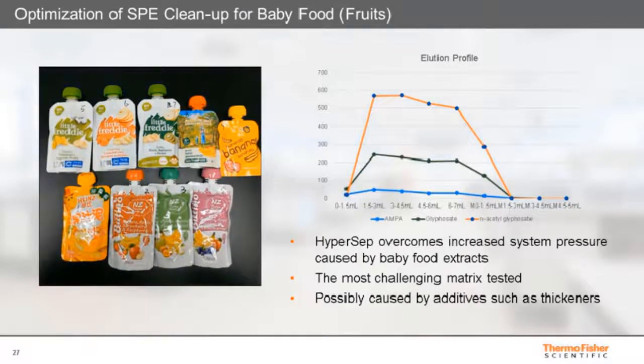And the reason was that Hypercept eliminated the increase in system pressure that occurred on injection of non-cleaned up or on-guard cleaned up extracts of baby foods. It has been suggested that this could be due to thickening agents used during the manufacture of baby foods. Also, on this slide, you can see the elution profile of AMPA, glyphosate and N-acetyl glyphosate from the Hypercept cartridge, which has proved to be very effective with minimal losses of analytes.